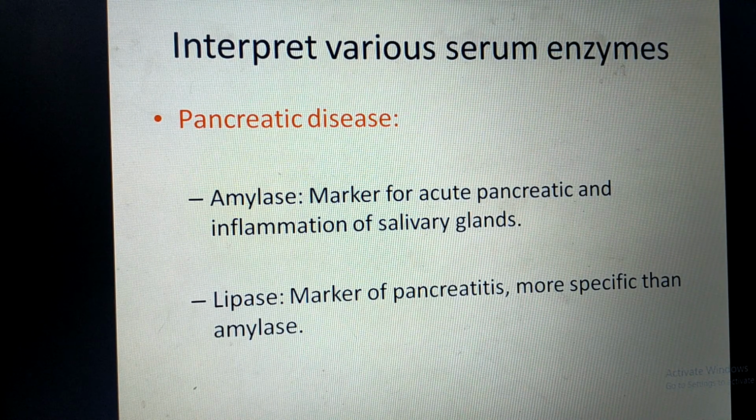2 enzymes are generally studied for the diagnosis of pancreatic disease. These are amylase and lipase. Amylase is a marker of acute pancreatitis as well as inflammation of salivary glands, whereas lipase is the marker of only pancreatitis, so it is more specific as compared to amylase.